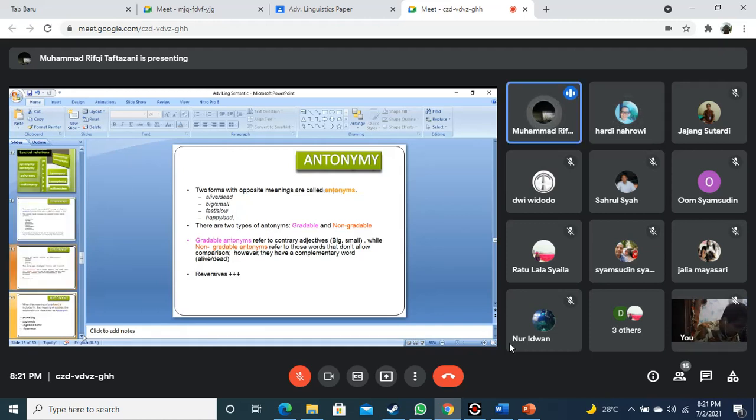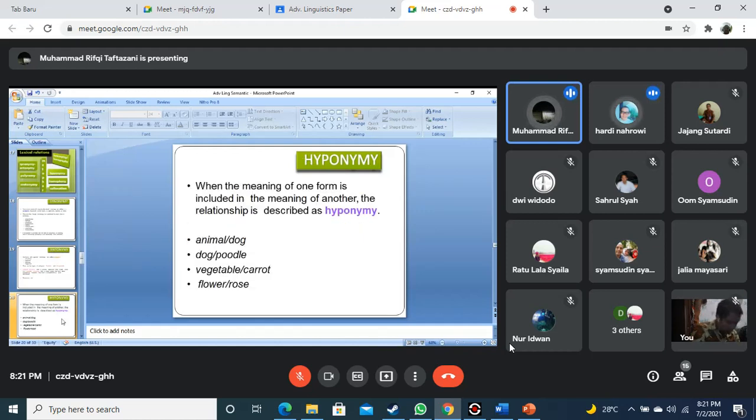Okay, next, hyponymy. When the meaning of one form is included in the meaning of another, the relationship is described as hyponymy. Ini mungkin lebih ke part of-nya ya. Jadi, for example here, animal, dog. Jadi dog part of animal. Jadi dog itu adalah bagian dari animal, gitu kan? Kemudian dog, poodle. Di sini ada poodle of dog.